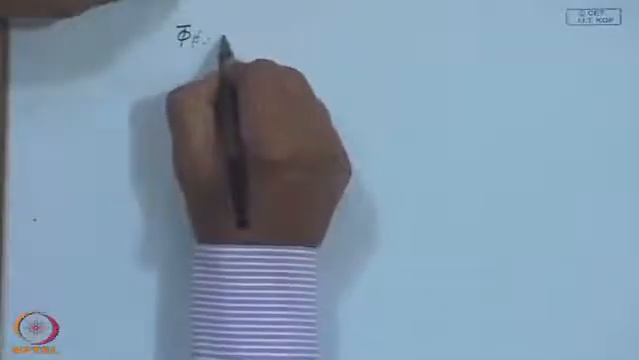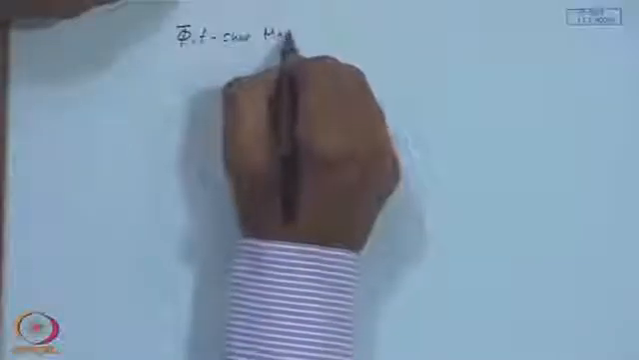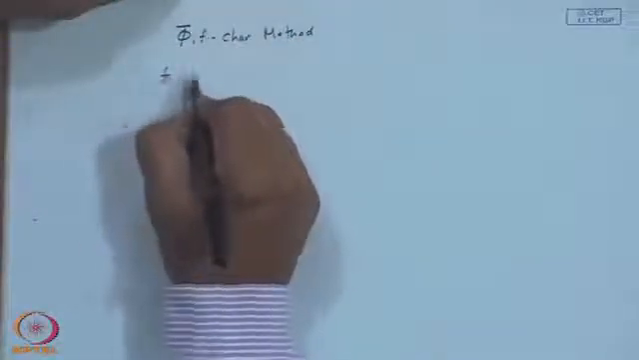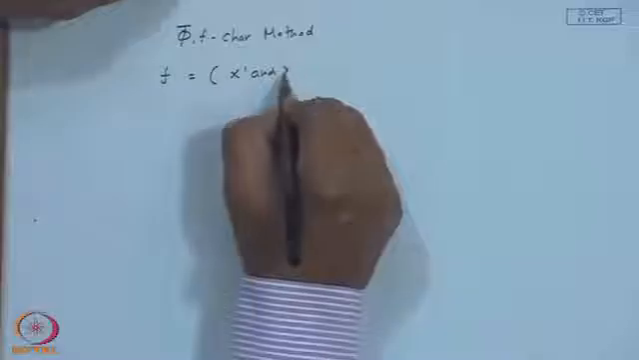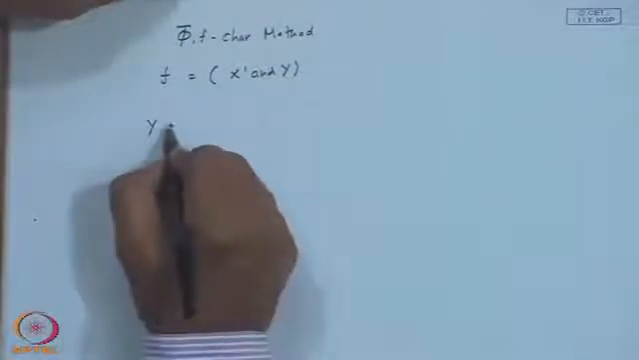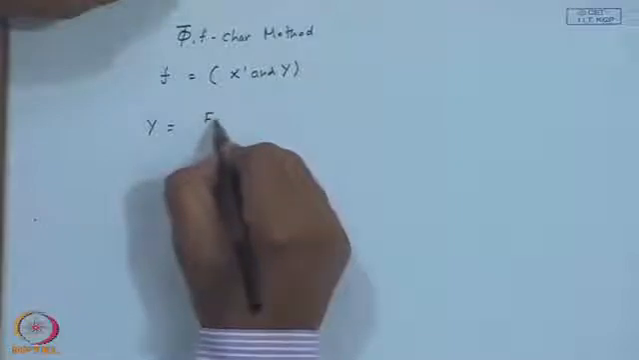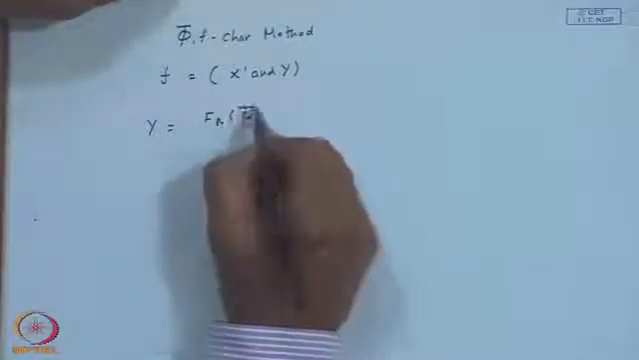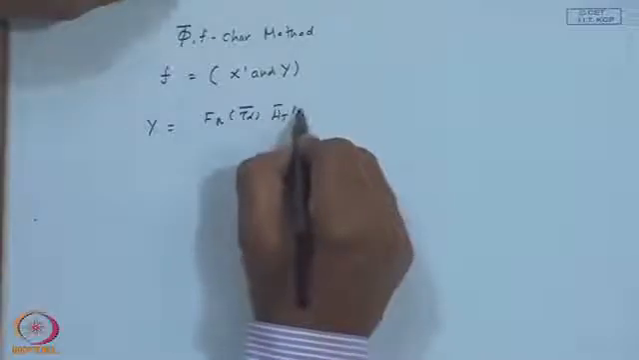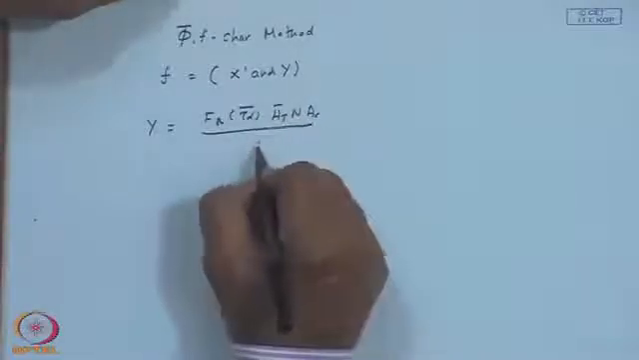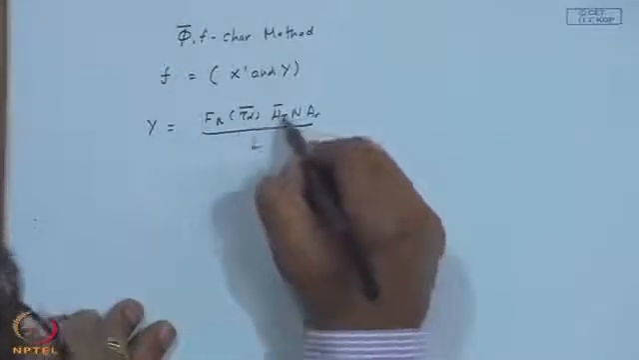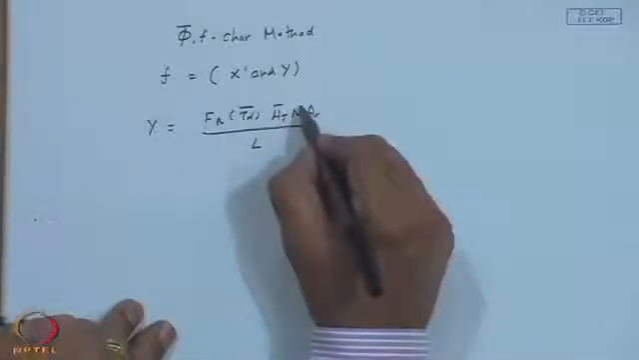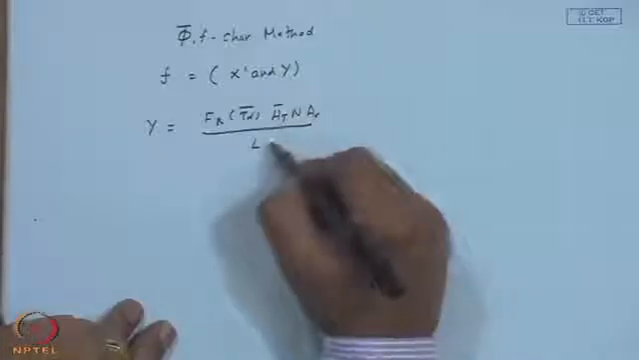Again, the phi bar F chart method relates the solar load fraction to two variables, X dashed and Y. Y is exactly the same as the one that we have written for the F chart method, where F_R is your collector heat removal factor, tau alpha the transmittance absorptance product, solar radiation monthly average daily multiplied by the number of days in the month, and the area of the collector upon the load.